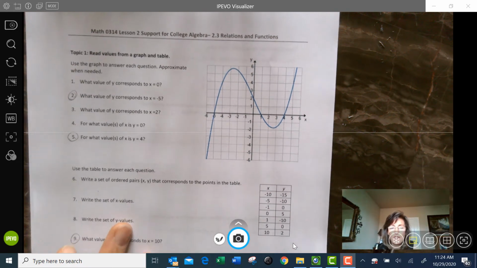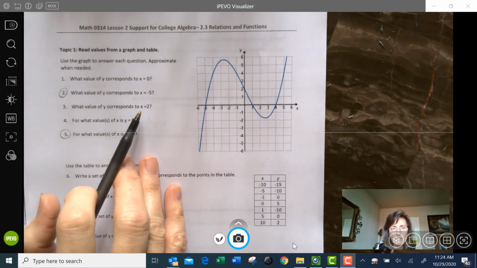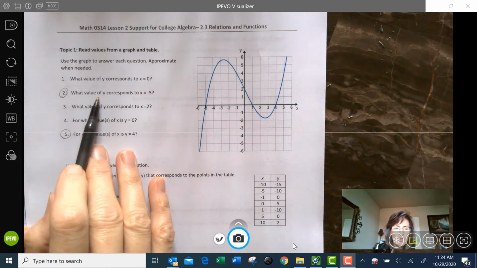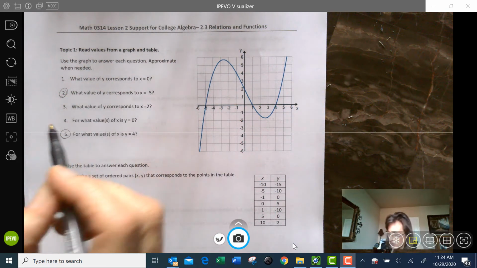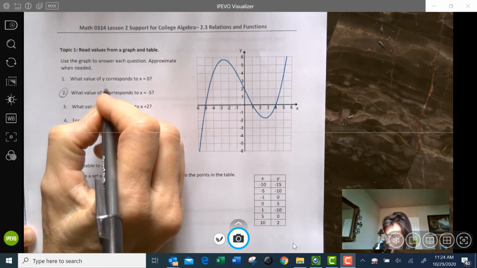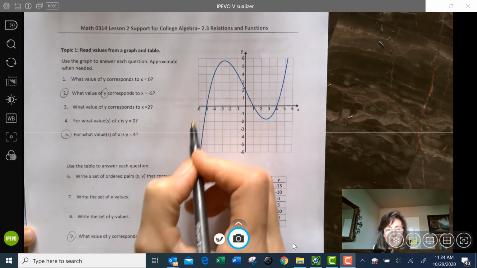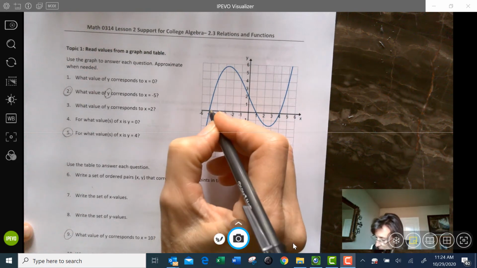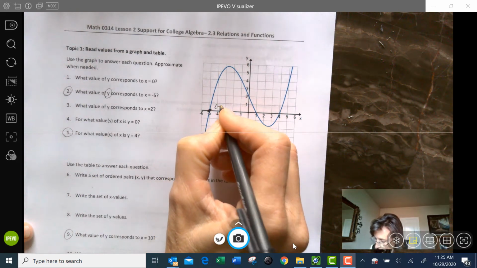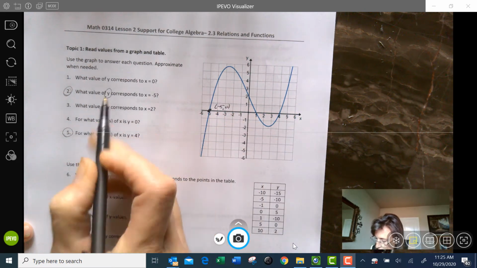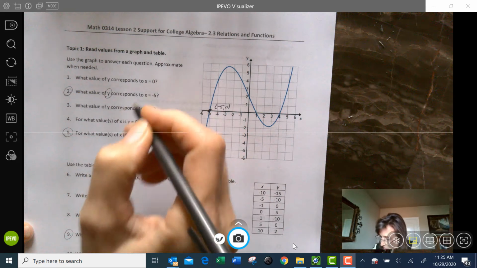So let's begin by looking at this graph and answering a couple of these questions. It asks what value of y corresponds to x equaling -5. So remember, you're looking for a y value when x is -5. So the point on this line where x is -5 is here. And this is the point -5, 0. So the y value at this point is 0.